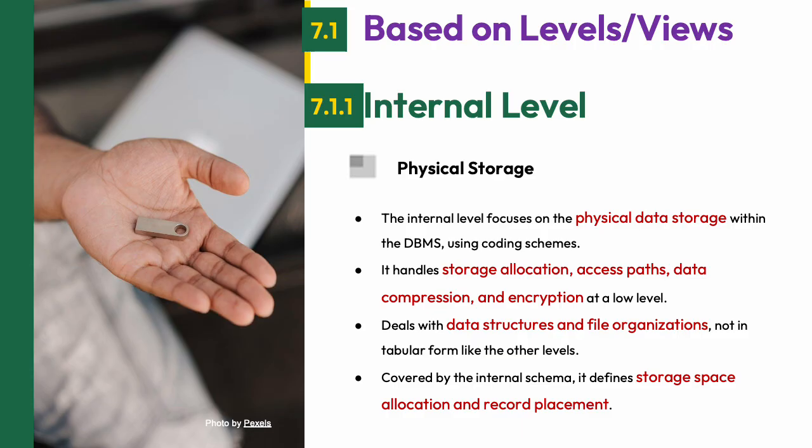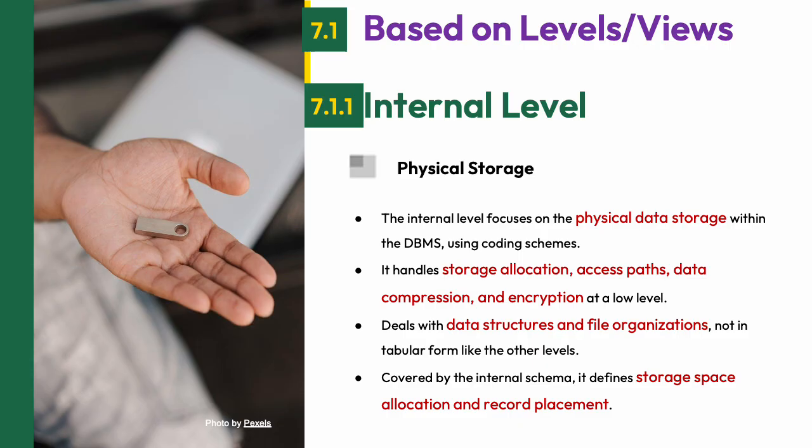So in database architecture, there are different levels of abstraction to manage and access data efficiently. And one of these levels is the internal level. So what is the internal level? The internal level, also known as the physical level, is the lowest level of database abstraction, and it focuses on how the data is physically stored in the database system.